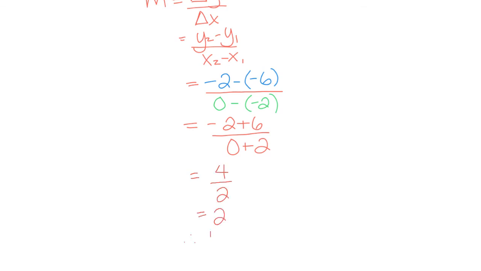So therefore, the slope is 2 or 2 over 1. Okay, hopefully that made sense. You'll have some time to do some practice work. Make sure that you are checking your work to look out for any of those common mistakes that people make, okay?